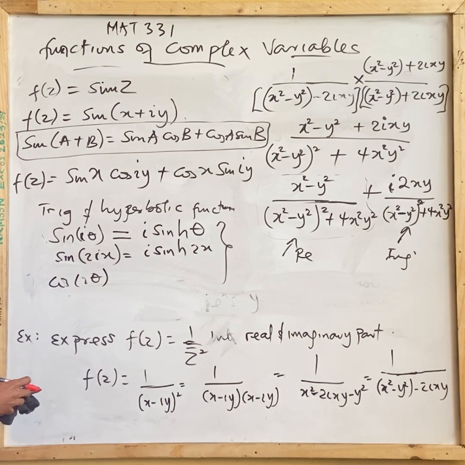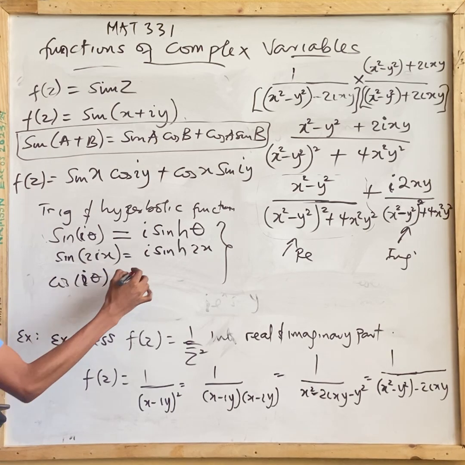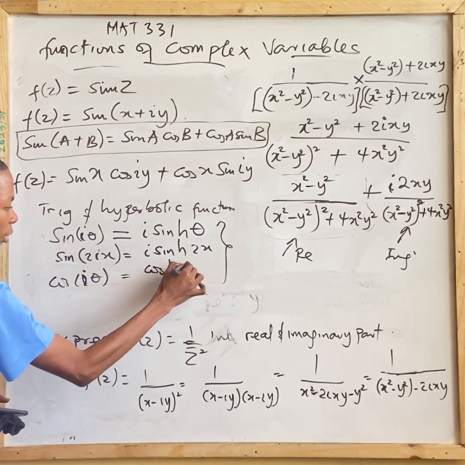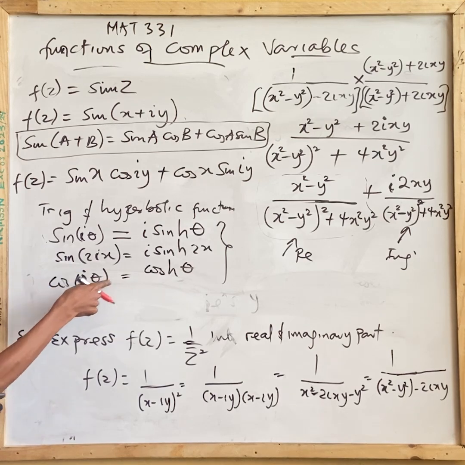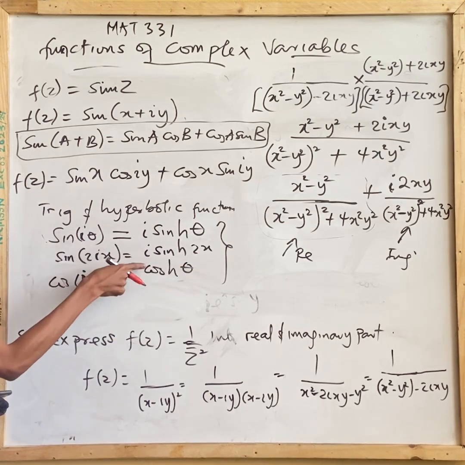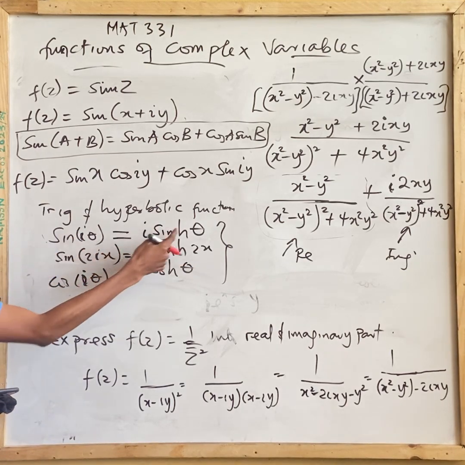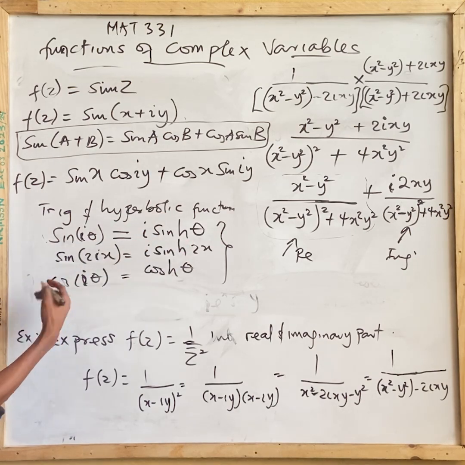Cos is an even function, so this i will not have any effect. But with the introduction of i here, it will turn to cos theta. So cos i theta will be cos theta. But sine i theta, because sine is an odd function, it will be i sinh theta. So that is how sine and cos behave.